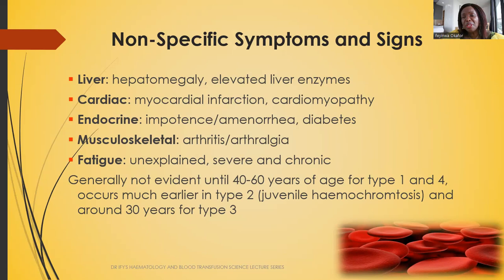But one thing to note is that generally these symptoms may not be evident until maybe 40 to 60 years of age for type 1 and type 4 hemochromatosis. It occurs much earlier in type 2 because it is juvenile hemochromatosis, while in type 3, it occurs around 30 years of age.